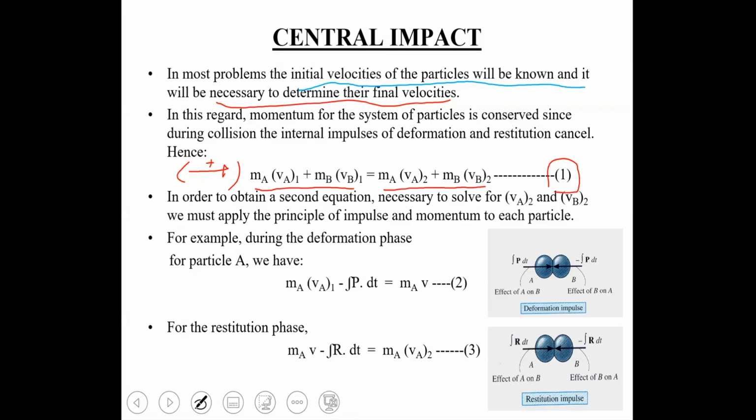Yes sir. Okay, in order to derive the next equation in terms of Va2 and Vb2, let us consider particle A alone rather than the system. So in order to obtain a second equation necessary to solve for Va2 and Vb2, we must apply the principle of impulse and momentum to each particle along the line of impact. कैसे? सबसे पहले let us consider particle A and we are going to apply the principle of impulse and momentum on particle A during the deformation phase.